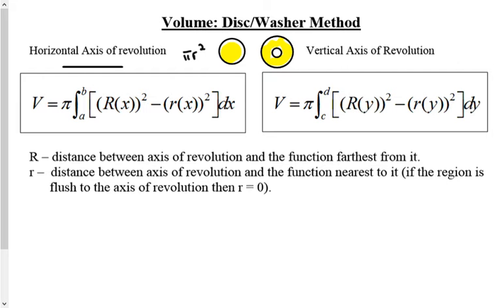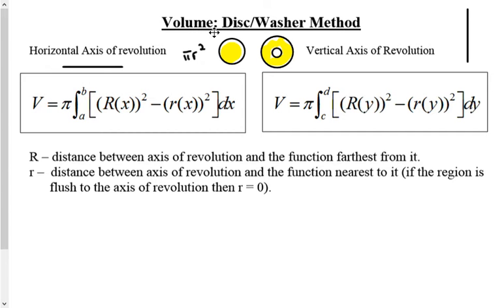Now if we're going about a vertical line, something like this, then we do the exact same thing, but everything's in terms of y. So a horizontal axis of revolution, I do it in terms of x. Vertical axis of revolution, do it in terms of y. If you look at the formula, it's just pi times the integral of r squared, so it's really just the area of a circle.